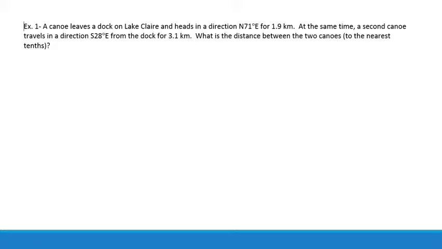So, example 1. A canoe leaves a dock on Lake Clare and heads in a direction north 71 degrees east for 1.9 kilometers. Good thing we practice these. At the same time, a second canoe travels in a direction south 28 degrees east from the dock for 3.1 kilometers. What is the distance between the two canoes to the nearest tenth?